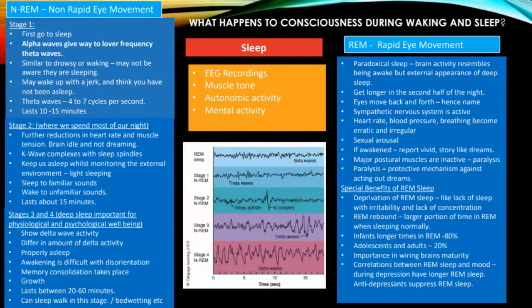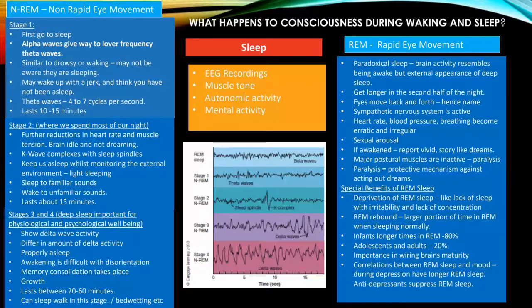And it's difficult to wake someone at that point. If you try and wake them up, they might wake up disorientated, they don't know where they are. That's where our memory consolidation takes place. It's where growth takes place, and it can last up to 60 minutes in a cycle. And that's basically where things like sleepwalking can take place. Children can wet beds because our muscle tone is very relaxed. Okay, so those are the stages of the non-REM.